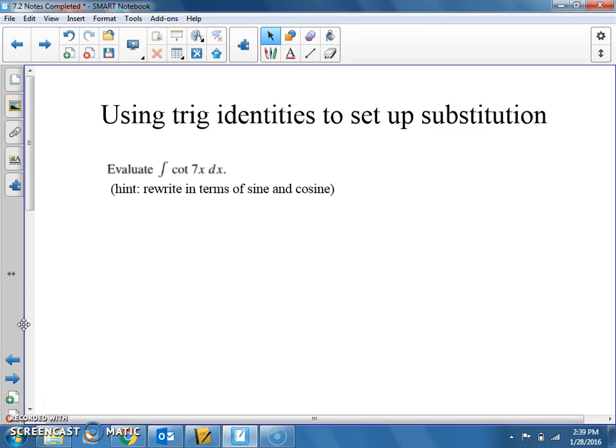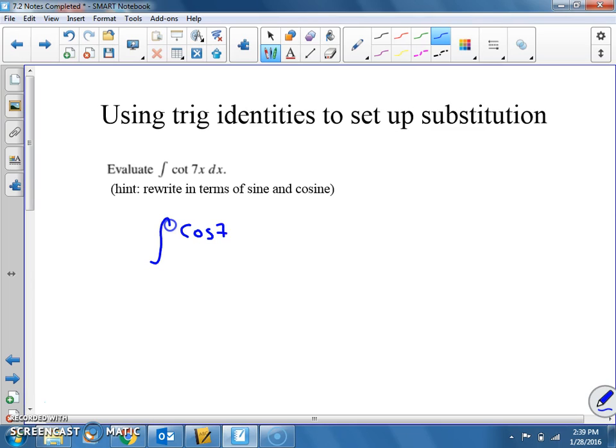Okay. So for this first one, I gave you the hint to rewrite it in terms of sine and cosine. And we need to see how that helps us here. Okay? Yes? Okay. So for this, if we're going to rewrite it in terms of sine and cosine, how do we rewrite this one? We're going to have the integral of cosine of 7x over the sine of 7x.